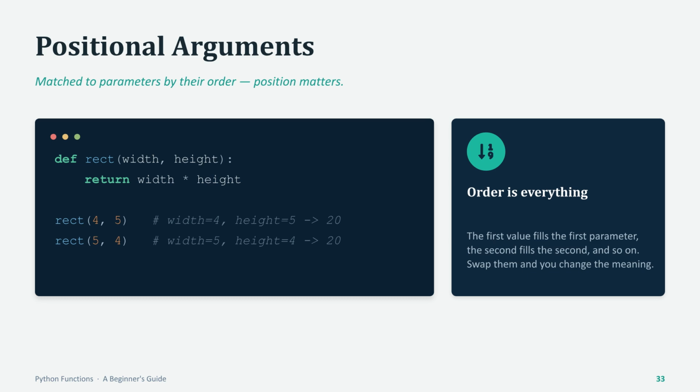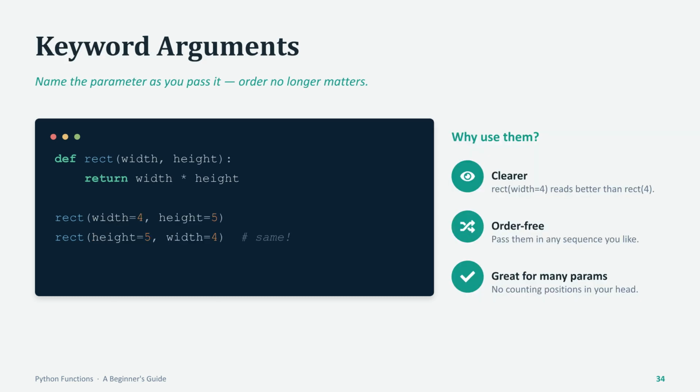First, we have positional arguments. These are matched to parameters based entirely on their order. In this example, swapping the order of the arguments would change the result. Alternatively, you can use keyword arguments. By explicitly naming the parameter during the call, the order of the arguments no longer matters. This makes your code much clearer.